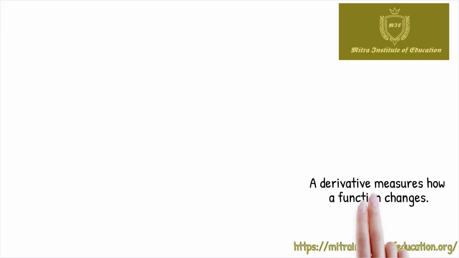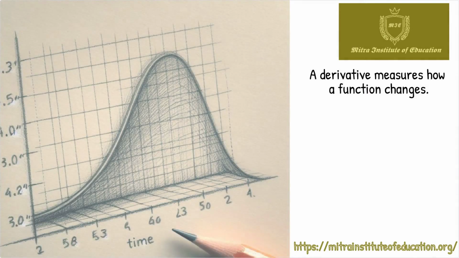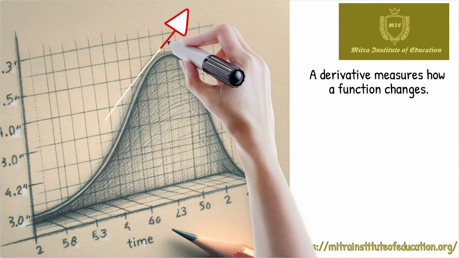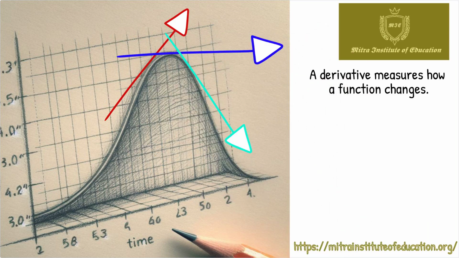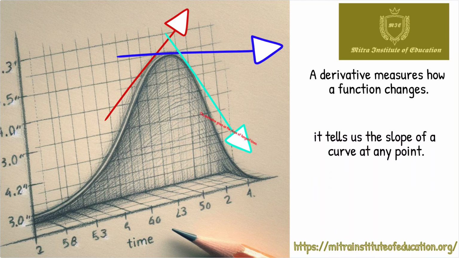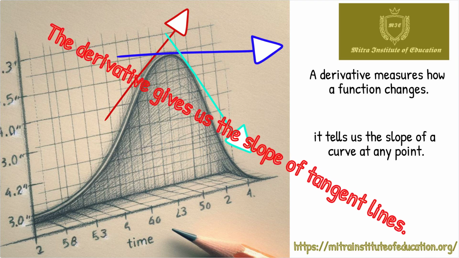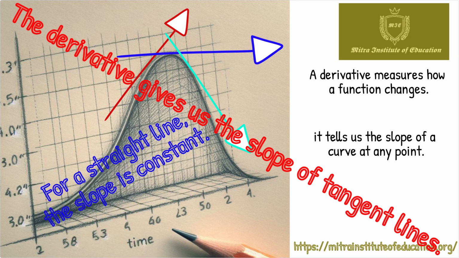A derivative measures how a function changes. In simple terms, it tells us the slope of a curve at any point. For a straight line, the slope is constant. But for a curve, the slope changes at every point. The derivative gives us this slope.